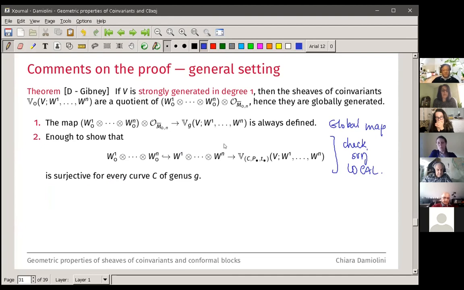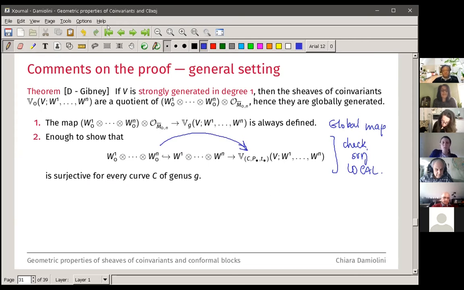So we can really reduce to showing that this map is surjective. Instead of considering this sheaf of coinvariants, I take the space of every possible curve of genus G with the points, and I can even fix coordinates. And I need to show that this map, which is the composition, is surjective.